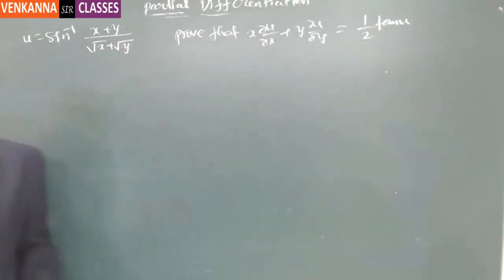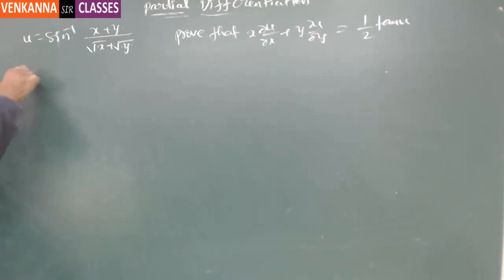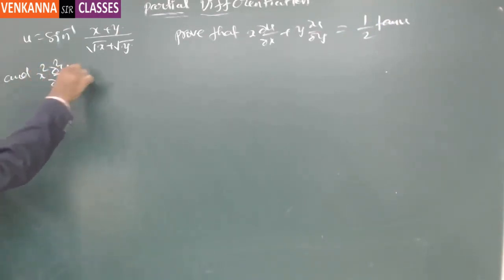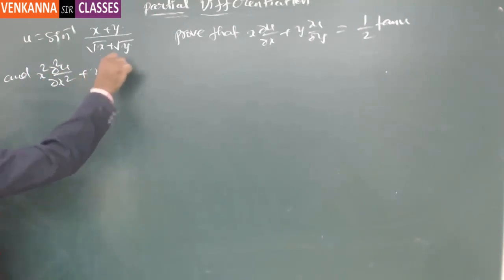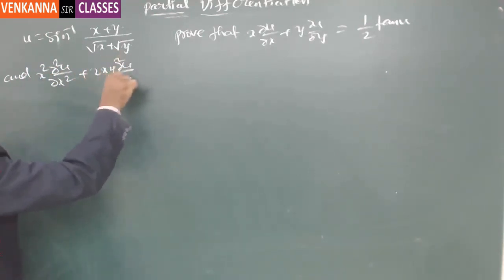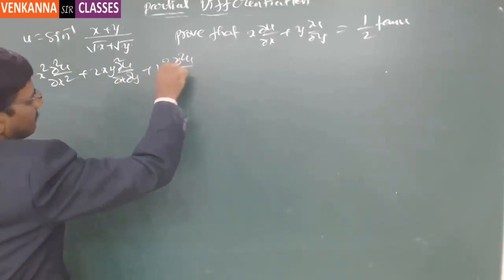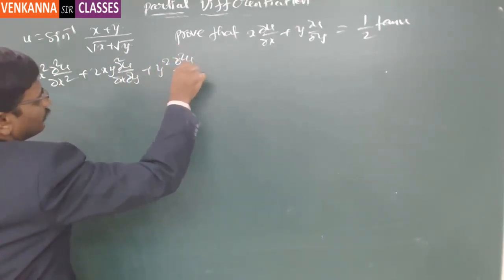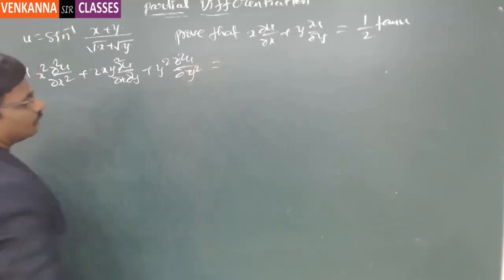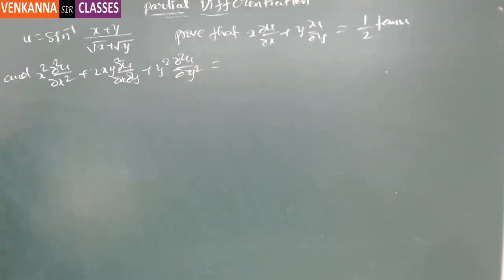Then this is extended: x square dou square u by dou x square plus 2xy dou square u by dou x dou y plus y square dou square u by dou y square is equal to sin u cos 2u by 4 cos cube u.